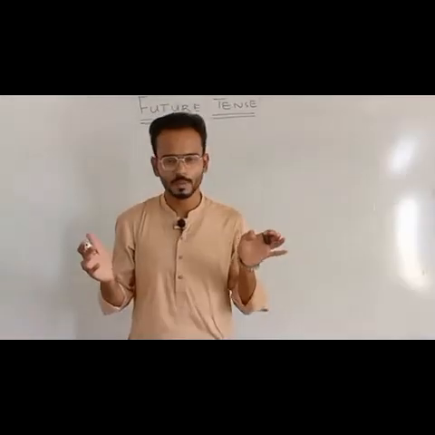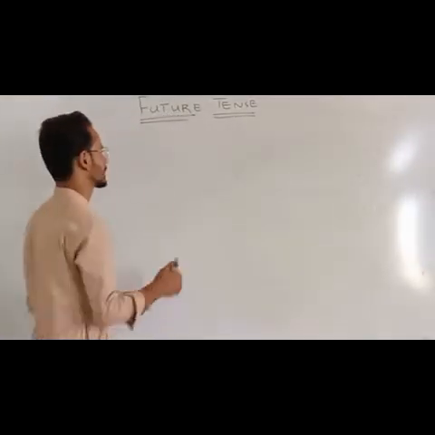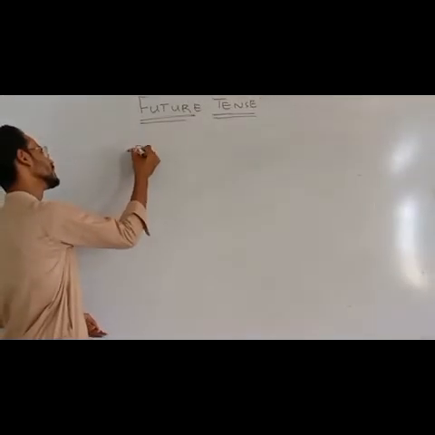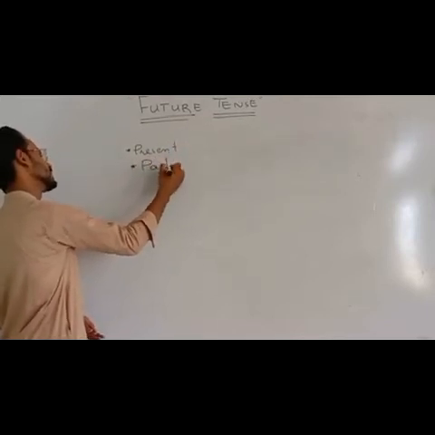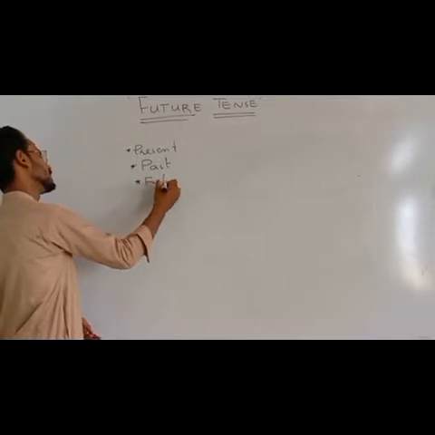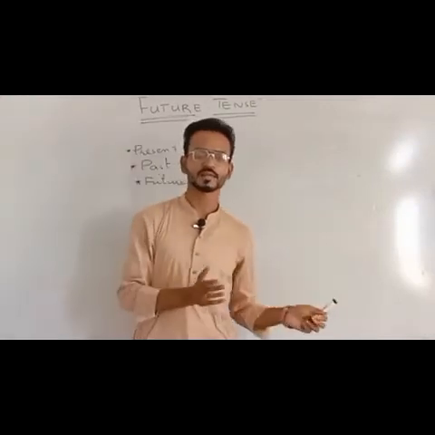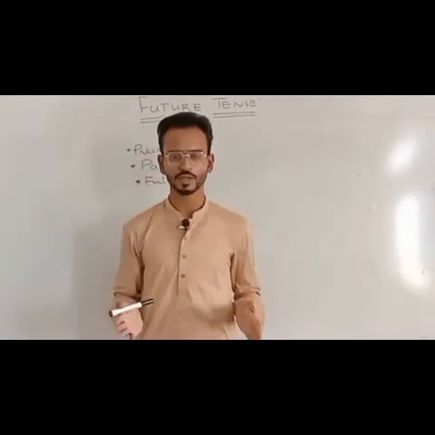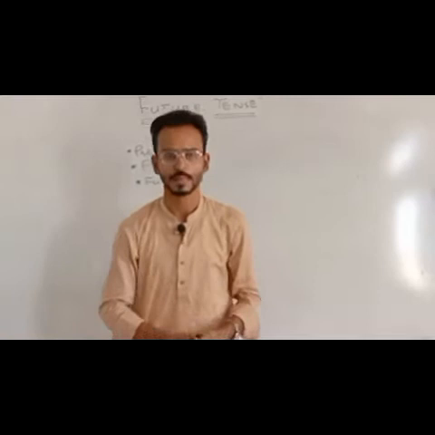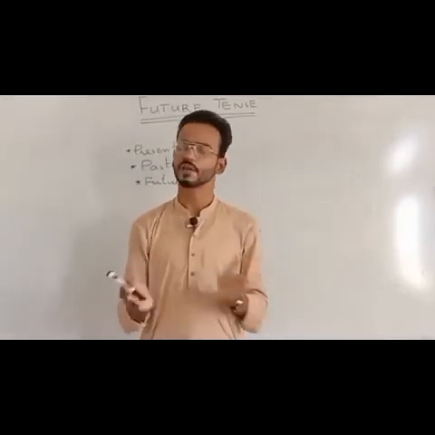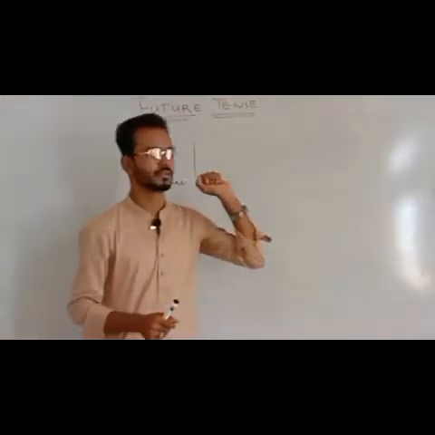As we have discussed many times in our language class, there are three tenses: present, past, and future. There are three tenses in our life. Present means what we are doing right now, past what we did last time, and future what we will do in future time. So there are three tenses in our life and in English grammar, but we are going to talk about future tense. What is future tense, guys?